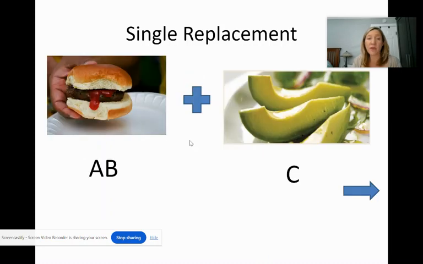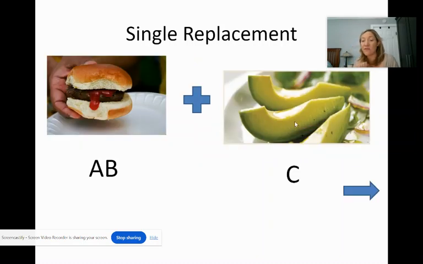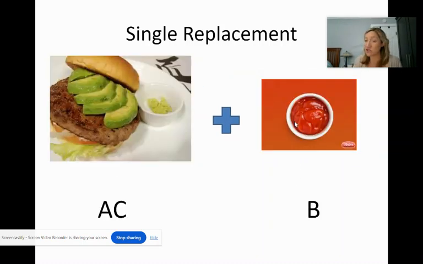Okay, so a kind of lame version for food. If this is a burger with ketchup, and this is avocados on the side, you actually wanted avocados on it and you wanted ketchup on the side. So we substituted the thing that was by itself. Avocado was by itself. Now ketchup is by itself. And here avocado is now in the sandwich. The ketchup and the avocado basically switched places.